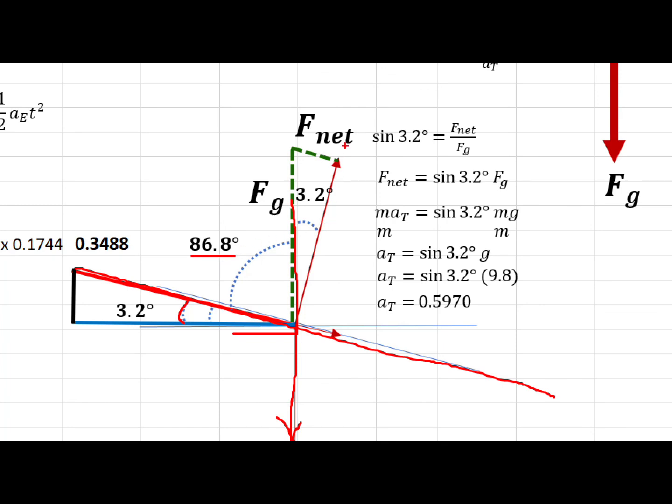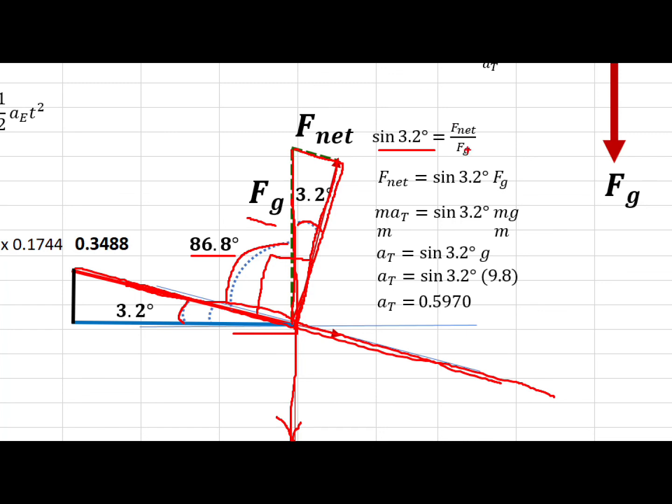So the answer is 86.8 degrees. If you notice, the normal force is perpendicular to the surface, and this is our surface. So if this one is 86.8 degrees and this one is 90 degrees right here, then this one is also 3.2 degrees. So we can now use this triangle to compute for our theoretical acceleration. That is opposite over hypotenuse, and our hypotenuse is your force of gravity. So by formula, sine 3.2 degrees is equivalent to opposite, which is F net, over your hypotenuse, your FG.